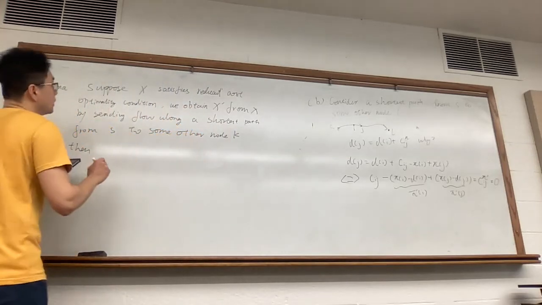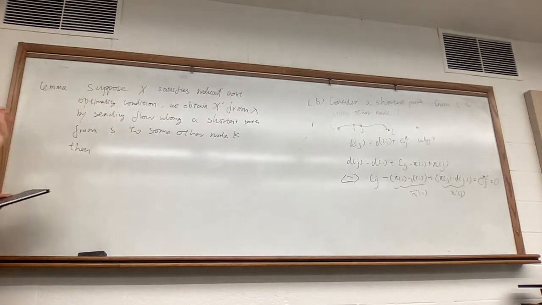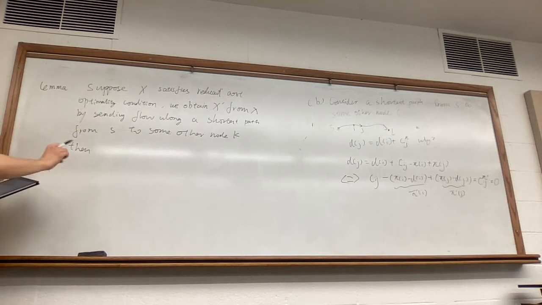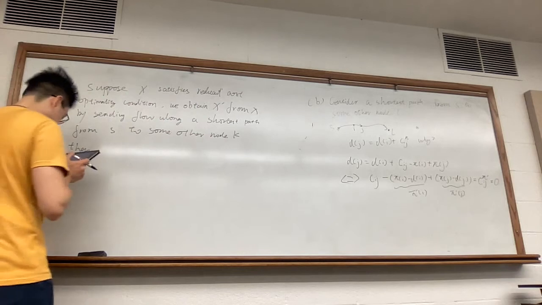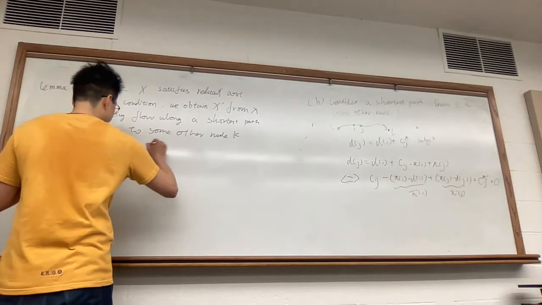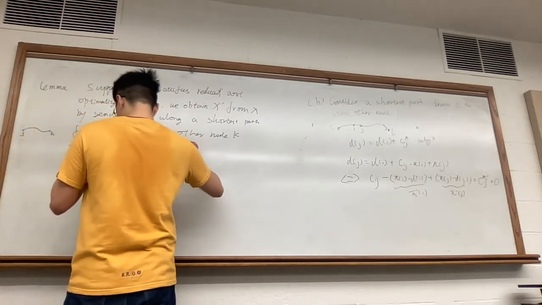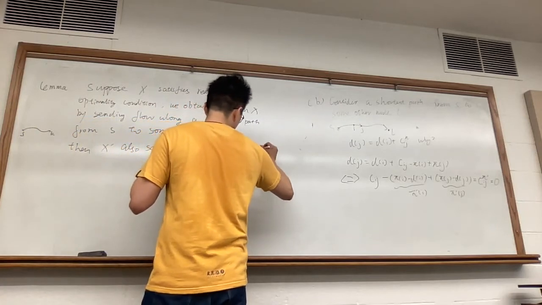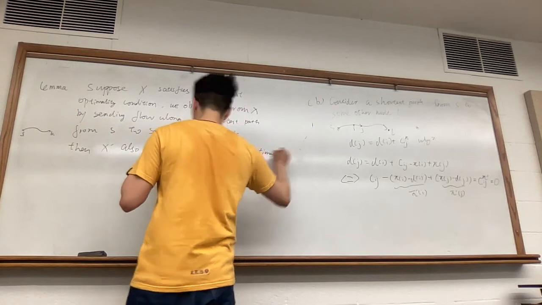Then, what does it tell us? We can make adjustments to the pseudo flow X by sending a flow along a shortest path from S to some other node K. We can send flow from S to K. And then X prime also satisfies the reduced cost optimality condition.